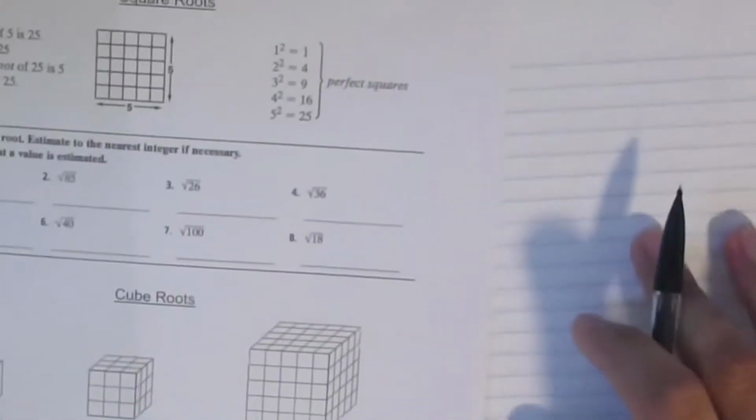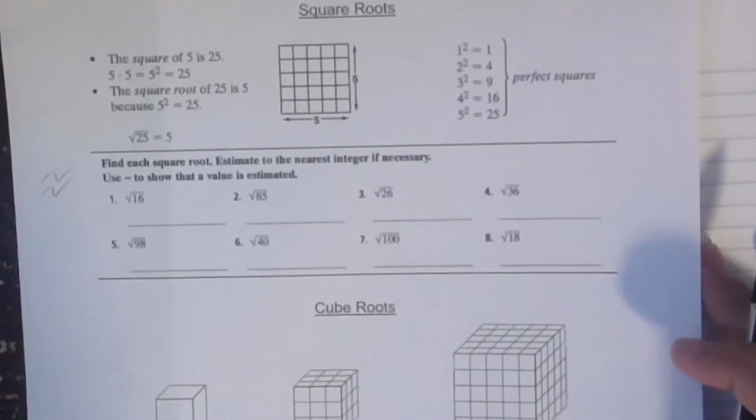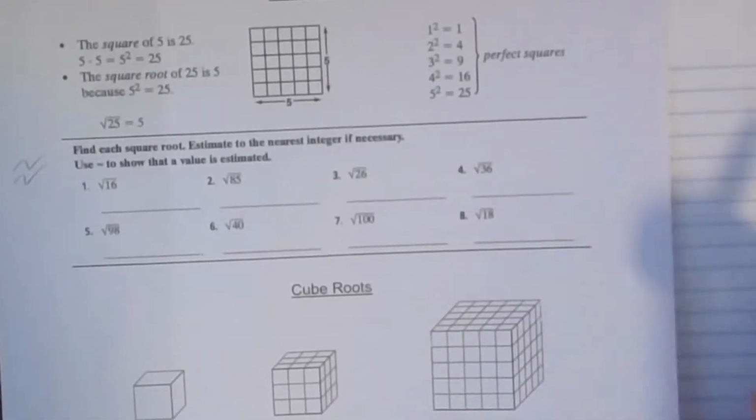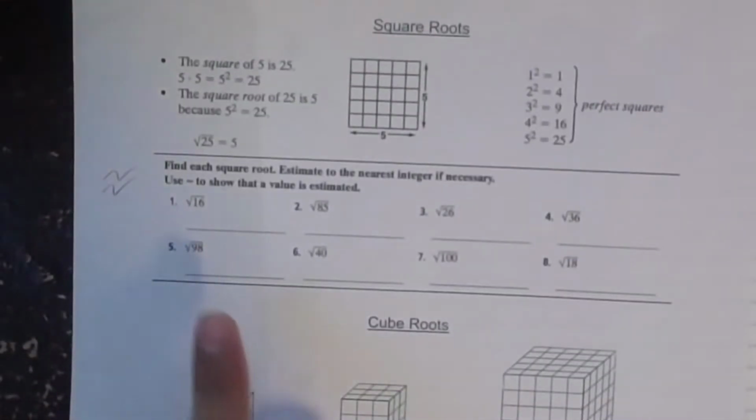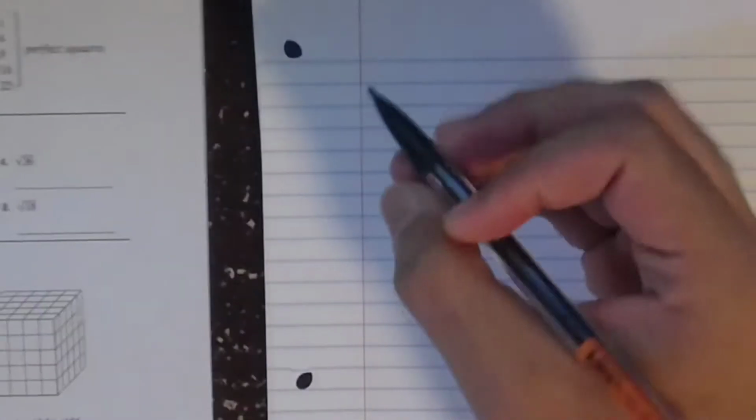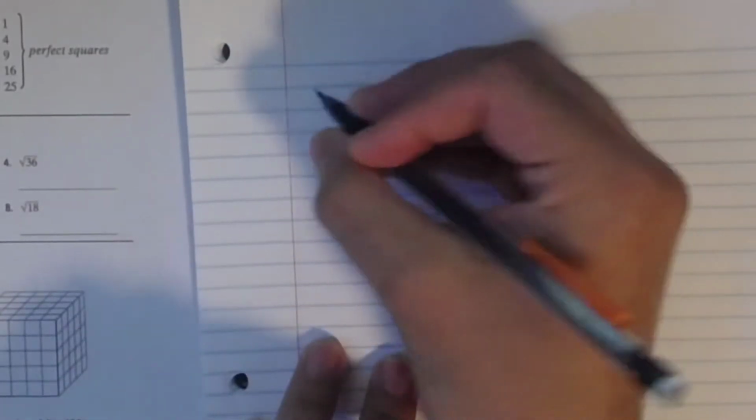Okay, what I like to do is making sure I know my squares, because if you know your squares, you know your square roots. And in this case, you need to estimate if it's not a perfect square. Okay, let's just write out a little notes.